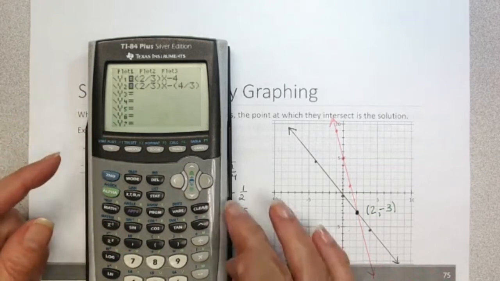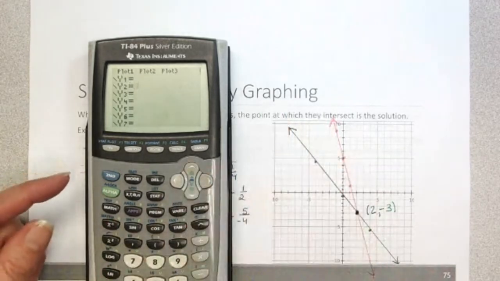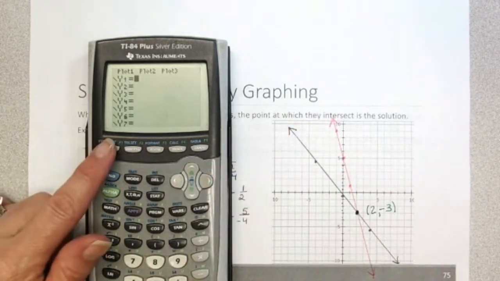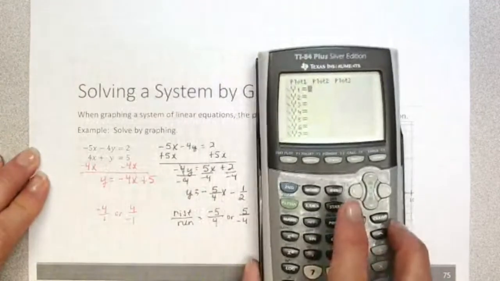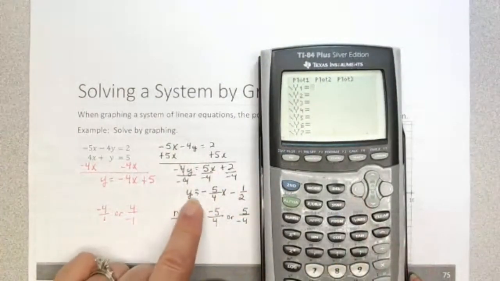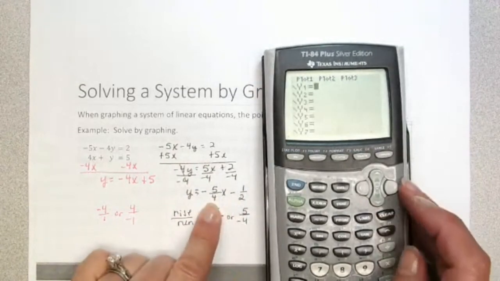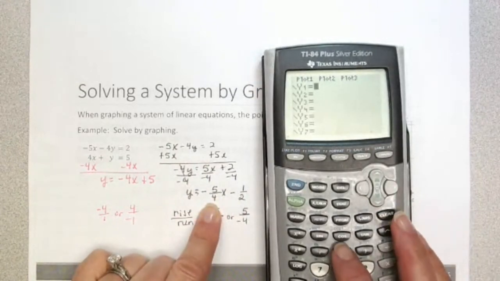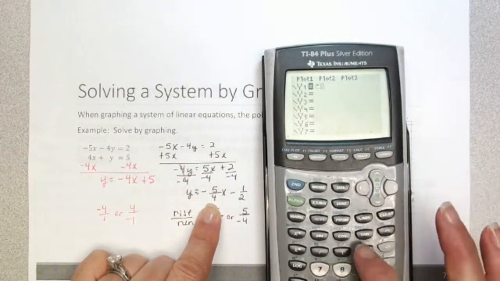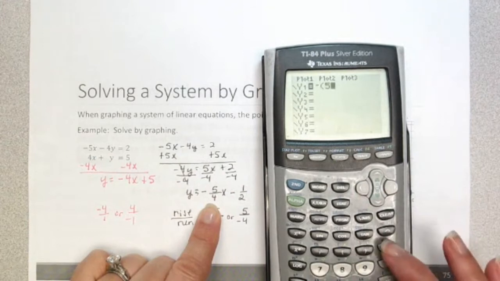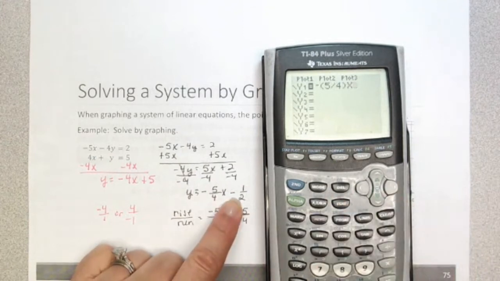All right, so first thing I'm going to want to do is clear out some things I had in there previously. I'll press my y equals to enter the first equation. The first equation, when solved for y, is y equals negative 5/4 x minus 1/2. Okay, so let me type that in. I'll need parentheses here. I could put the negative in front of them, I guess. Negative 5/4 x minus 1/2.